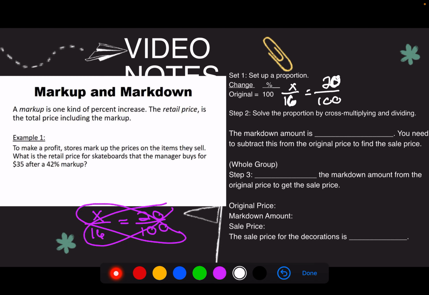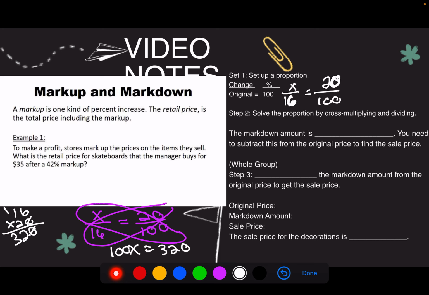We know x times 100 is 100x. And then 16 times 20. So 6 times 0 is 0. 0 times 1 is 0. I'm just going to put my placeholder here for my zeros. Now I'm going to multiply times 2. 2 times 6, 12. Put your 2, carry your 1. 2 times 1 is 2 plus 1 is 3. So this is 320.